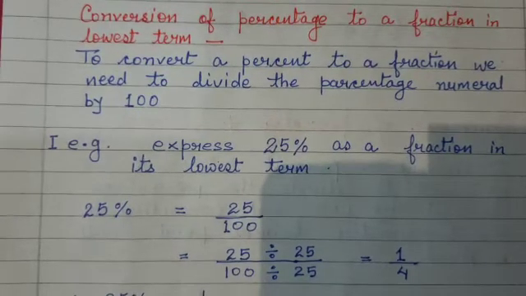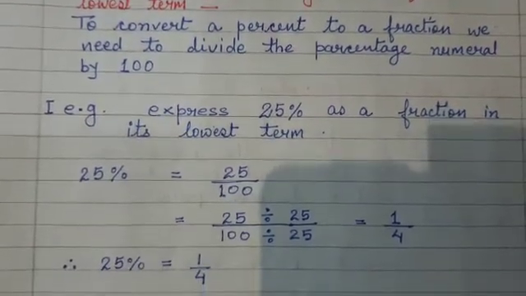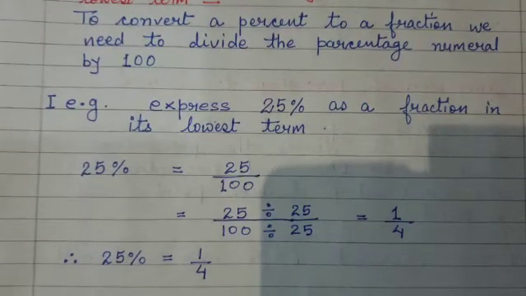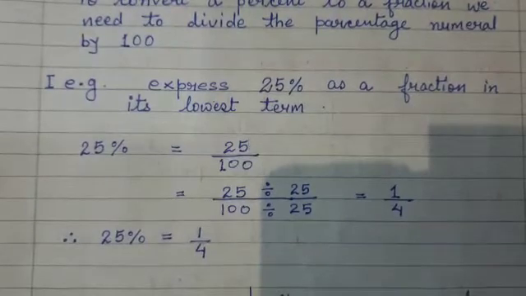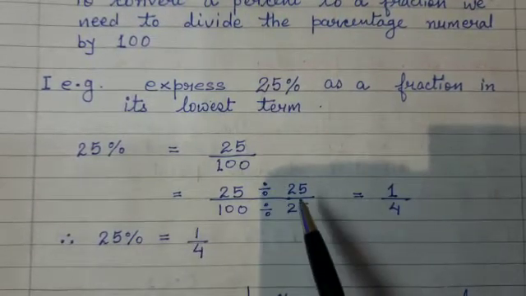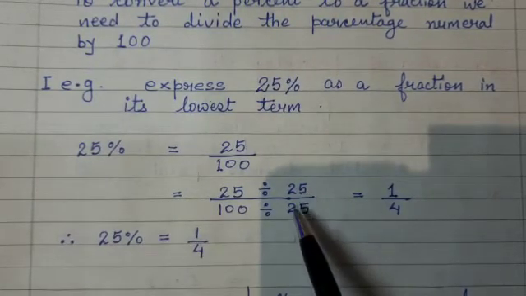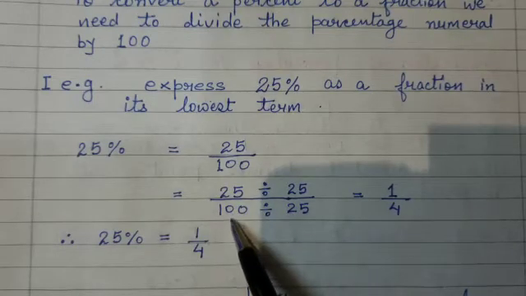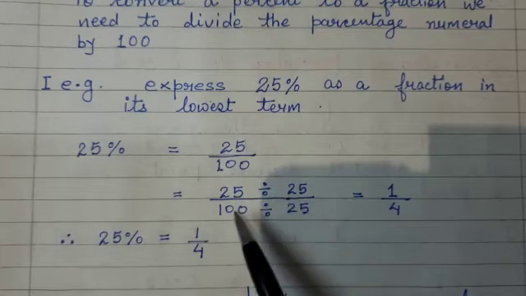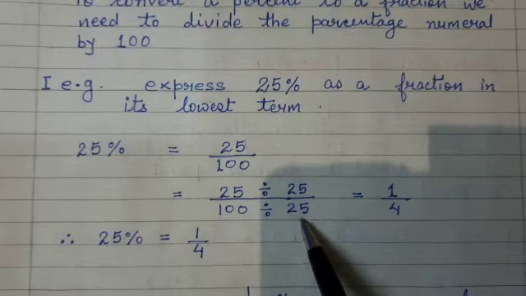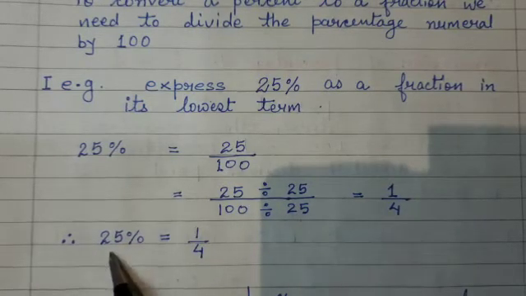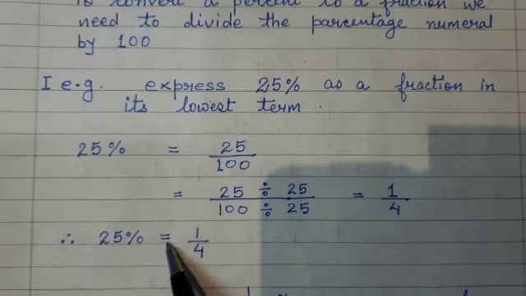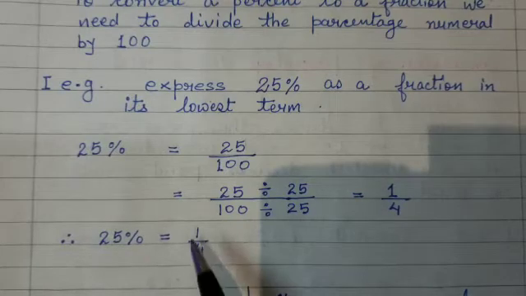To simplify the fraction, we need to divide both the numerator and the denominator by a common factor. Here, the common factor is 25. It is the highest common factor for this fraction. 25 is divisible by 25 and 100 is also divisible by 25. When we divide it, we get the fraction 1 upon 4. Therefore, we can say 25% in fraction form in the lowest term is 1 upon 4.